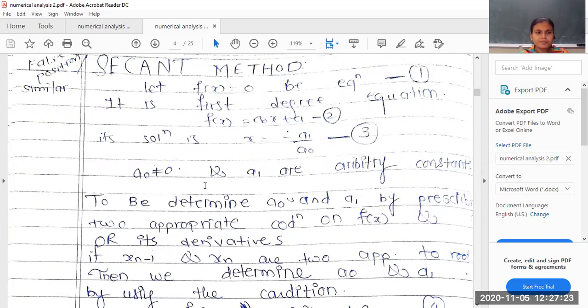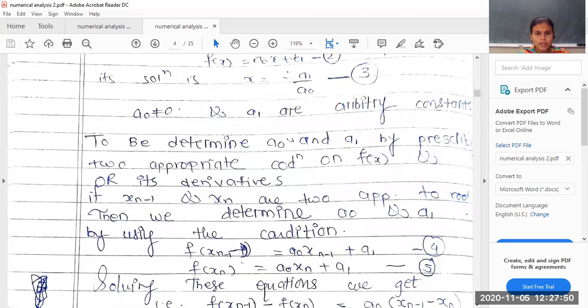In this method, first we will take a first degree equation. What is the meaning of first degree equation? It will not be of the type x cube or x raised to 2 like this. We will take any linear equation. Okay, for that linear equation, what will be the root? If f of x equal to 0, then x is equal to minus a1 by a0 will be the root. Now in this method we have to find the values of a0 and a1 in such a way that we can get the root.